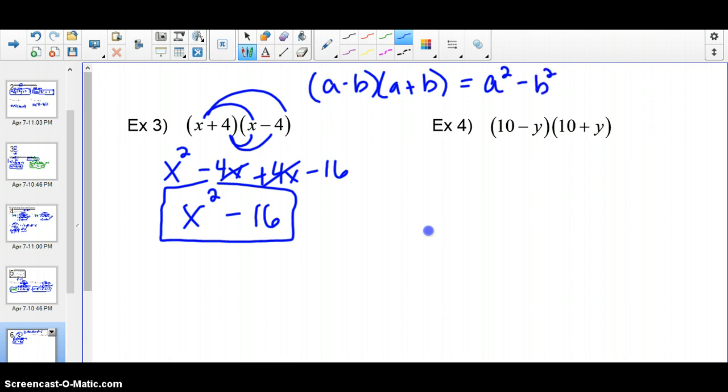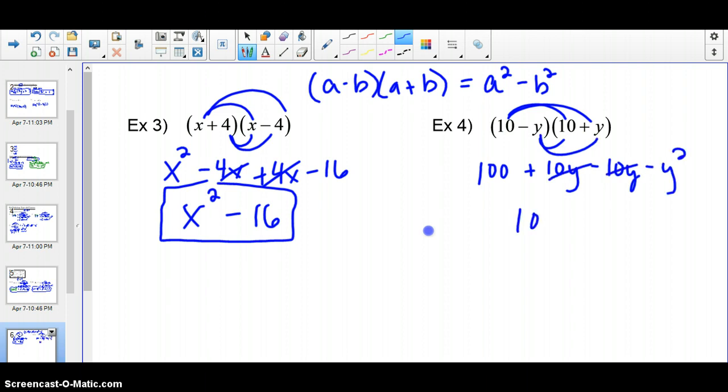Okay, let's look at the second one here, example 4. First times first is 100, outer plus 10y, inner minus 10y, and then last minus y squared. Middle terms cancel, 100 minus y squared.